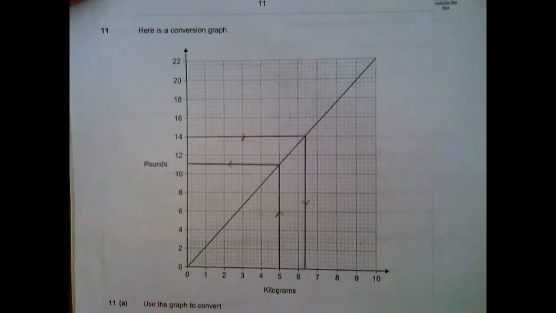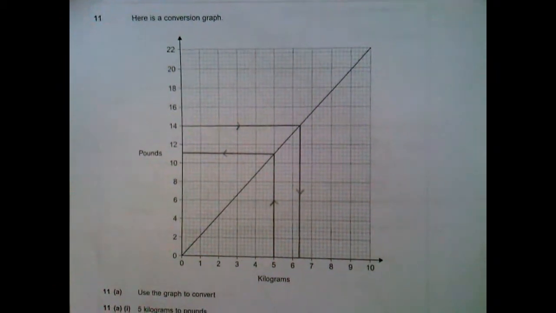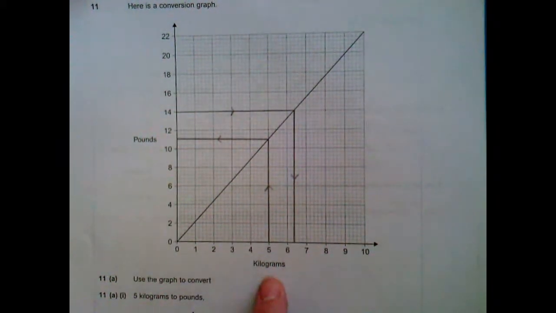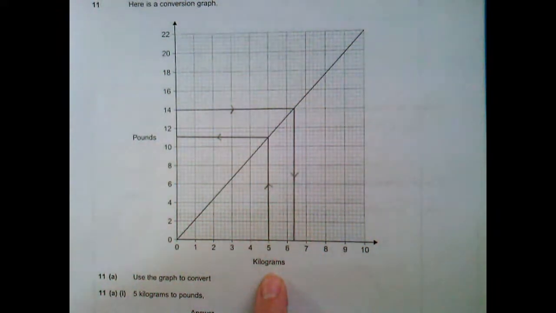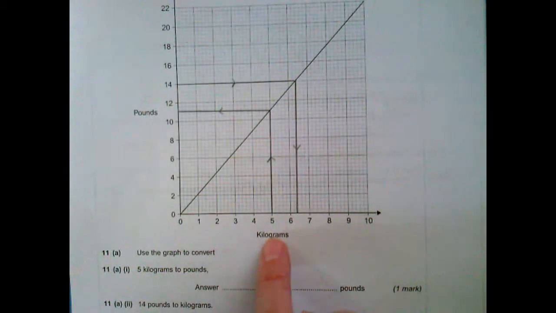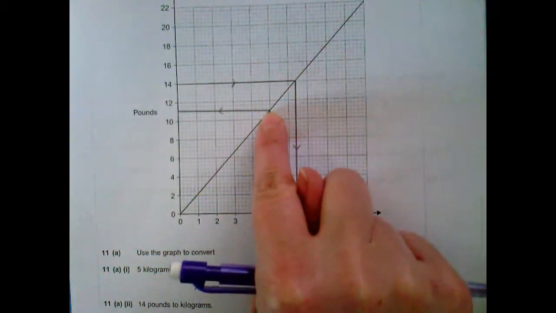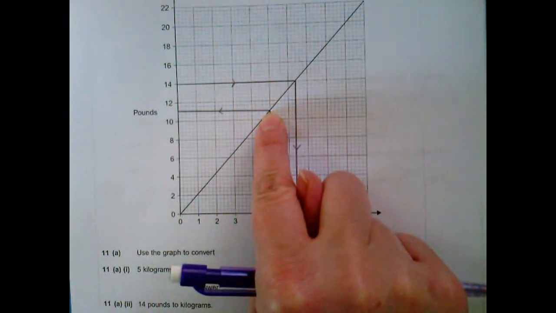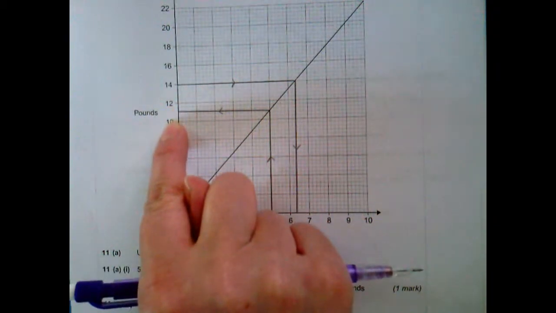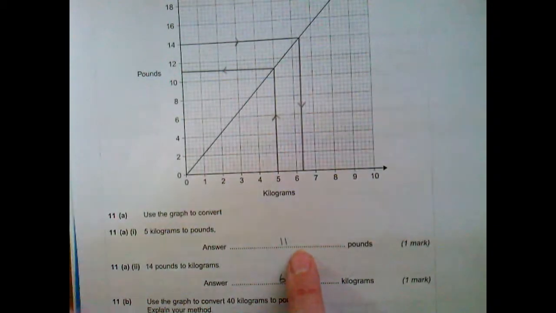Number 11 is a conversion graph. So we're converting kilograms to pounds. So pounds are the old imperial units, and then kilograms are the new metric units. So use the graph to convert 5 kilograms to pounds. You just need to be careful that you're going to the right bit on the graph. So 5 kilograms would be down here at the bottom, and you rule up to the line, I was going to say best fit line, up to the conversion line and over, and it's sitting exactly halfway there between 10 and 12, so your first answer would be 11.